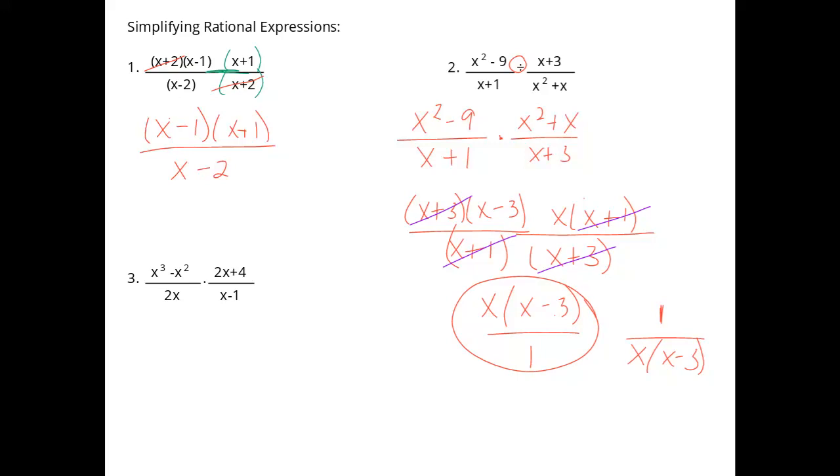So factor and reduce as much as possible for number 3. And then we'll take a look at one more review topic.